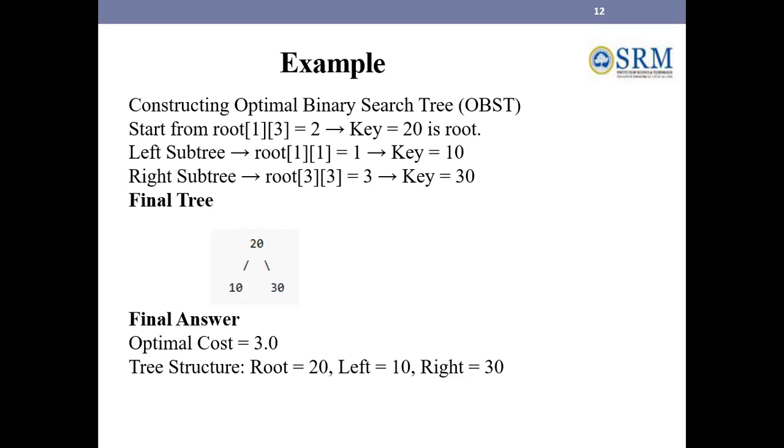So this is the final optimal binary search tree. The final minimum cost is 3.0. The root is 20, the left is 10, the right is 30. This is an example for generating an optimal binary search tree.